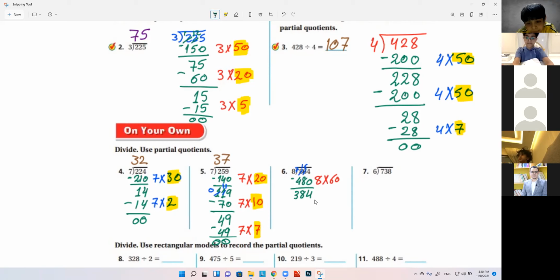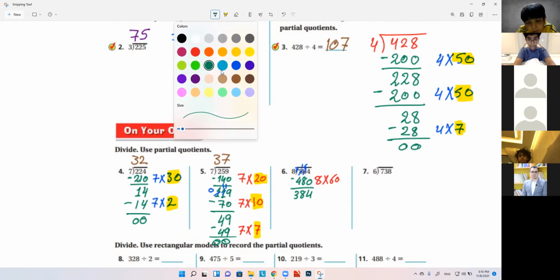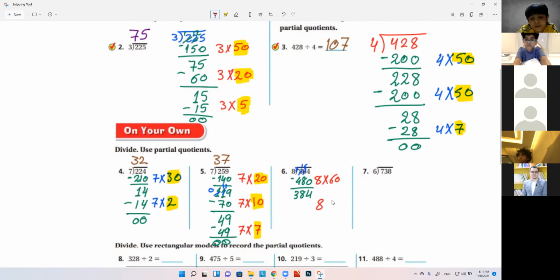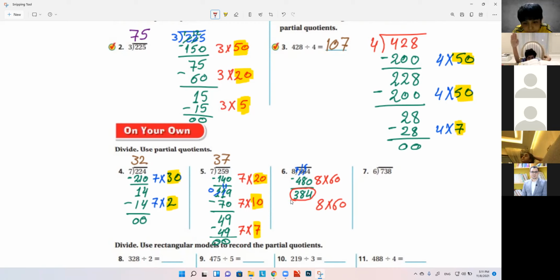Okay, so can we multiply by 60 again? 8 by 60 equals 480, right? But 480 is less than or greater than 384? Greater, so we can't multiply by 60. So we have to multiply by a number less than 60. If you multiply by 50, it will be 400 and still greater than 384. So you have to get smaller.